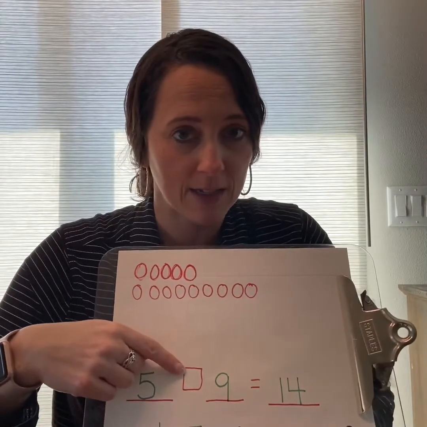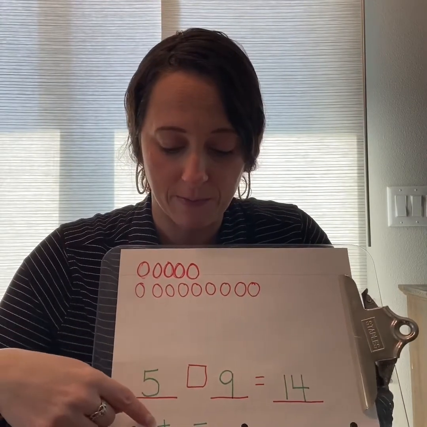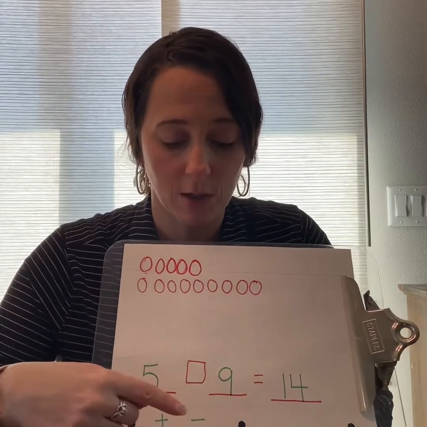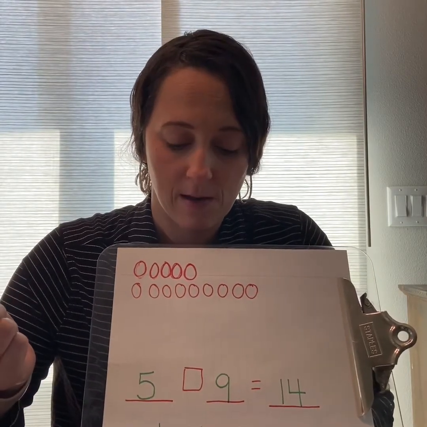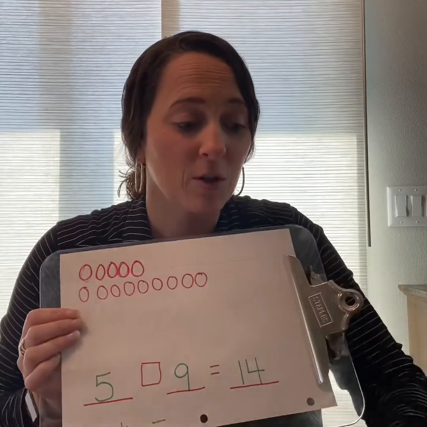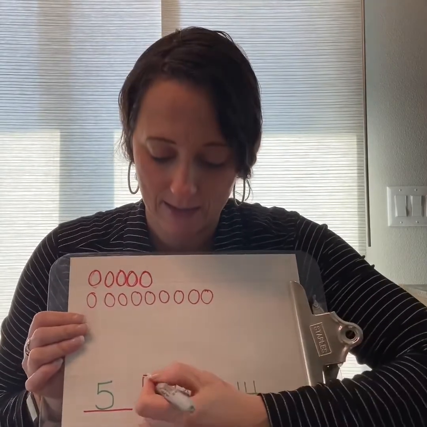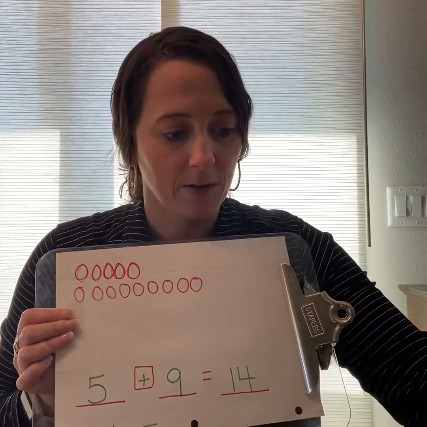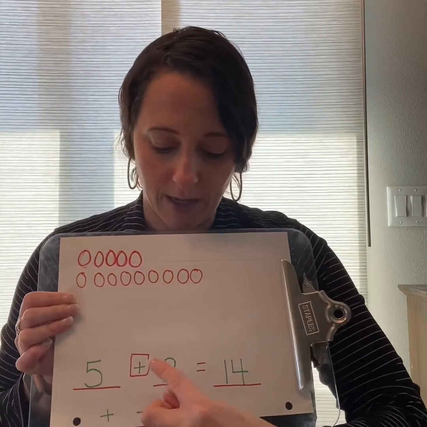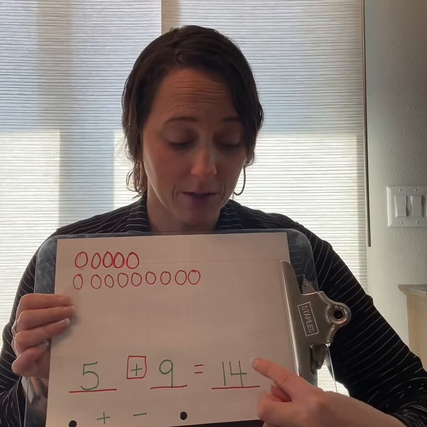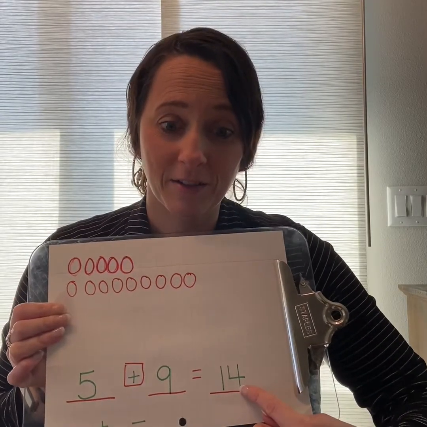So in our box now here in our equation, are we going to put a plus because we added more or a minus because we took away? We added more, so we're going to put a plus. All right, let's read our equation together. 5 plus 9 equals 14. Good work, friends.